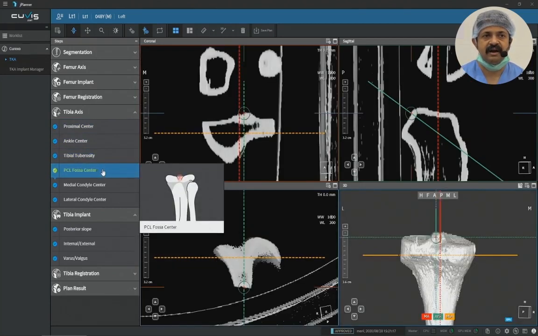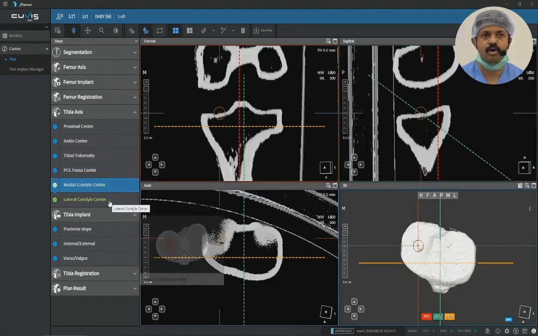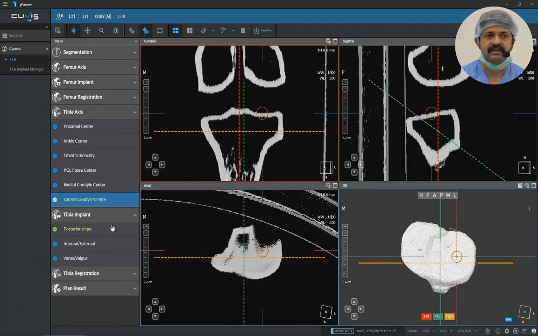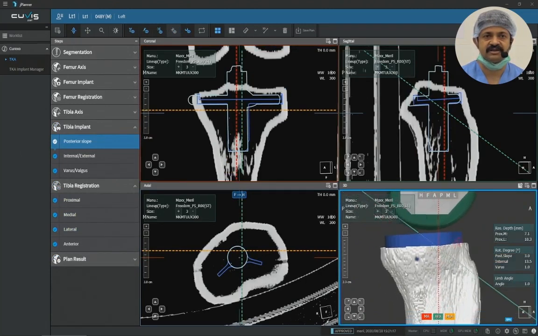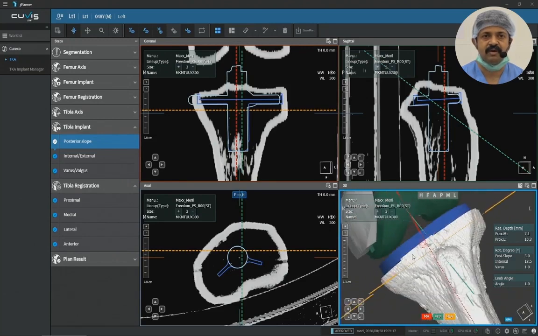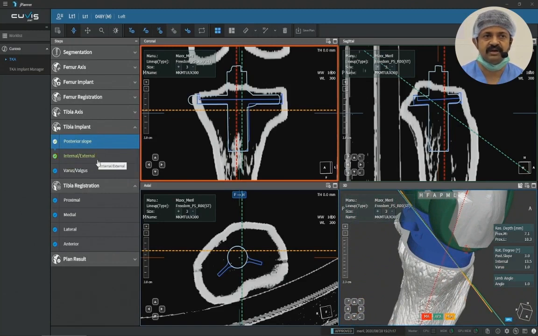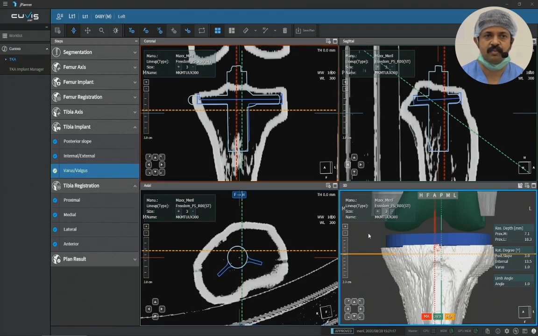We do the PCL femur center, and then we come to the medial condyle center followed by the lateral condyle center, and after that we can again overlay the freedom TBL implant onto the bone, and the adjustments again are possible. We can take a 360-degree view, rotate the image, flip it whichever way you want, and in the process, we can again check the posterior slope, we can do the internal external rotation of the tibial base plate, and we can change the varus valgus of the tibial base plate.